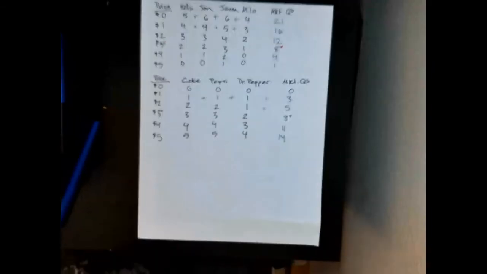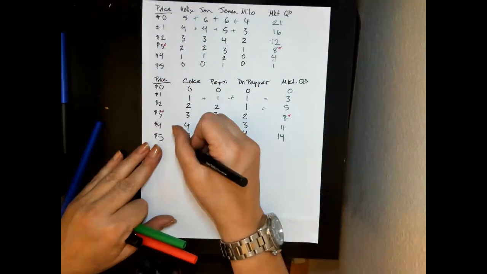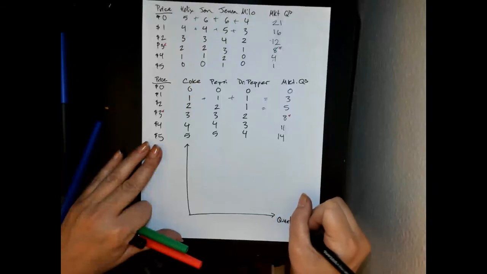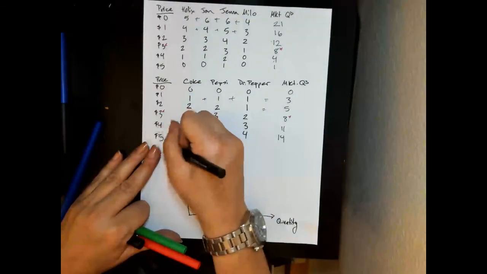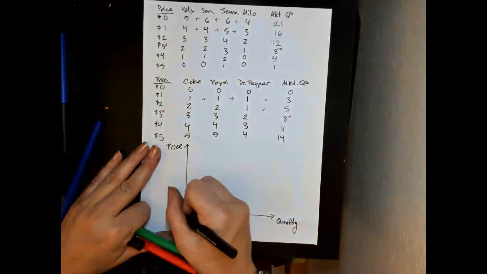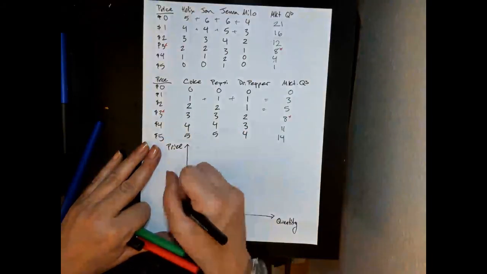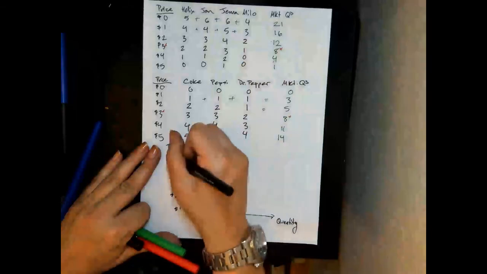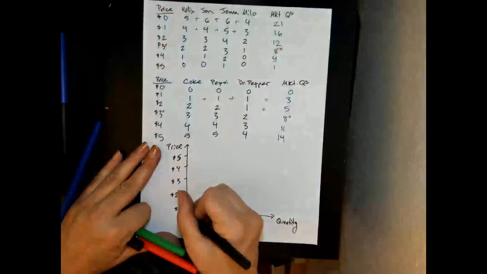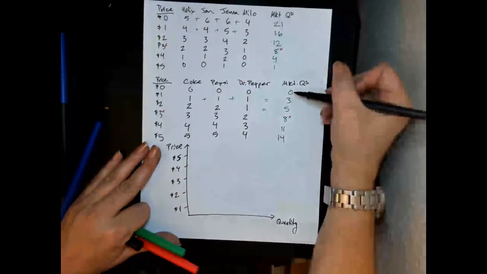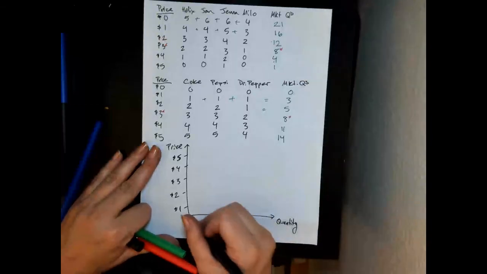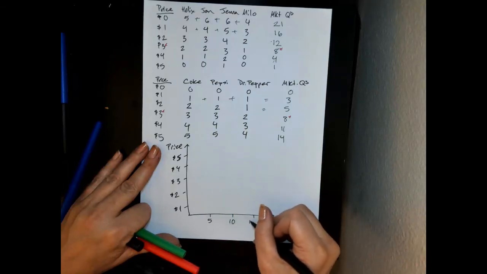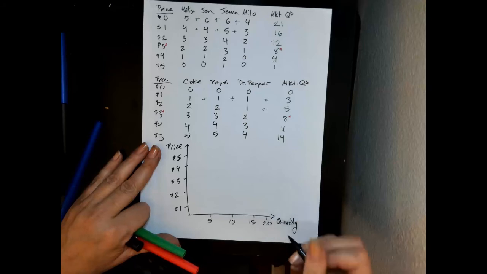The next thing we want to do is graph market supply and demand. So y-axis, x-axis, quantity, price. We're looking at prices of $1, $2, $3, $4, and $5. And then quantities going from 0 as the lowest and 21 as the highest. I'm going to go here and go 5, 10, 15, 20.